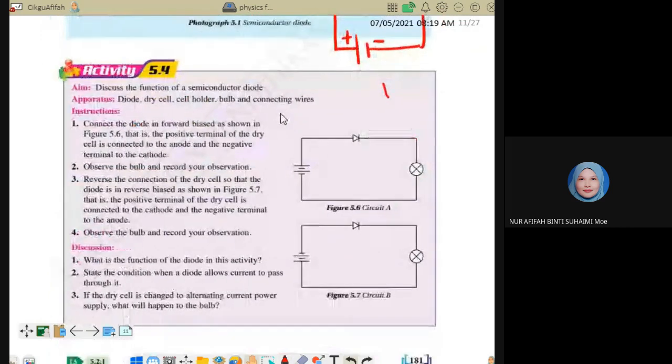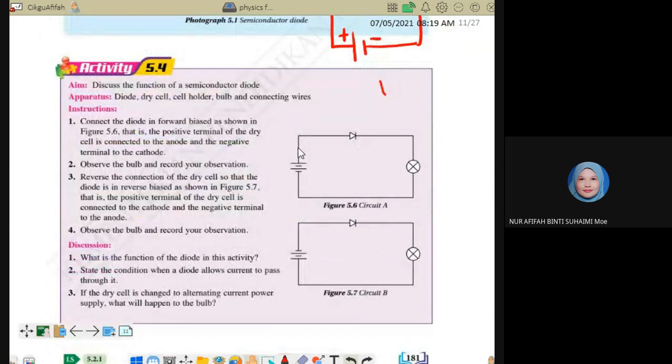Okay, this activity is to discuss the function of a semiconductor diode. Look at the connection. We have positive to positive, and this one negative to negative.